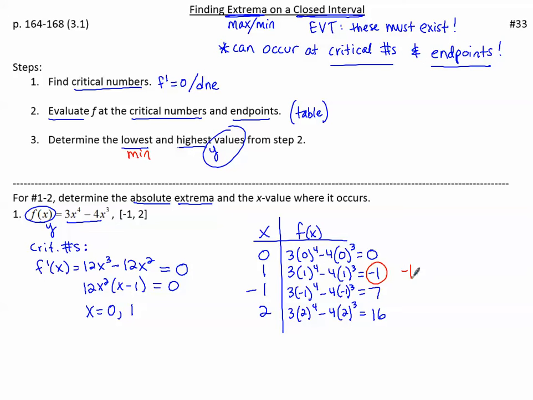So -1 is the min. Where does it occur is the x value, at x equals 1. Then the highest value, that will be our max. 16 is the highest, so 16 is the max at x equals 2. And there we have it.